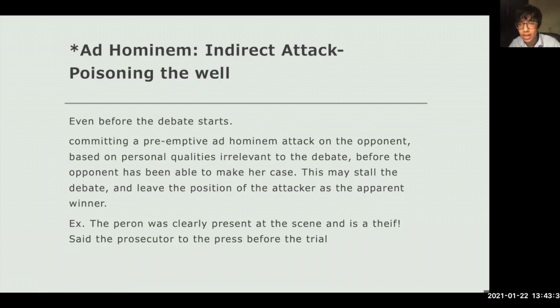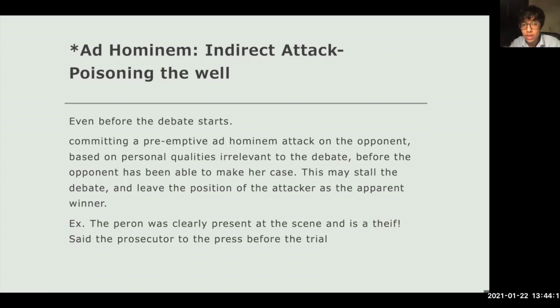Even before the debate starts, this is essentially what this is. So there's a subcategory. What you're doing is you're not actually attacking them during the debate. You're not bringing up irrelevant personal facts. What you're doing is you're poisoning the well before someone can drink from it, if that makes sense. So committing a preemptive ad hominem attack on the opponent based on personal qualities irrelevant to the debate before the opponent has been able to make his or her case. This may stall the debate and leave the position of the attacker as the apparent winner.